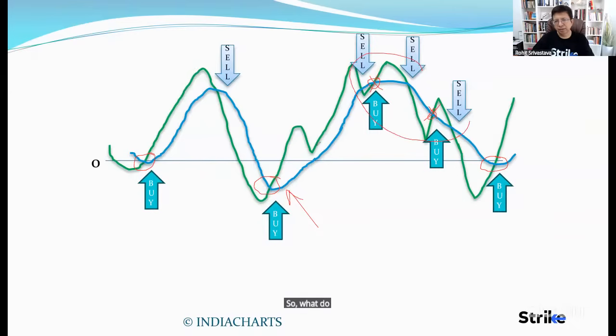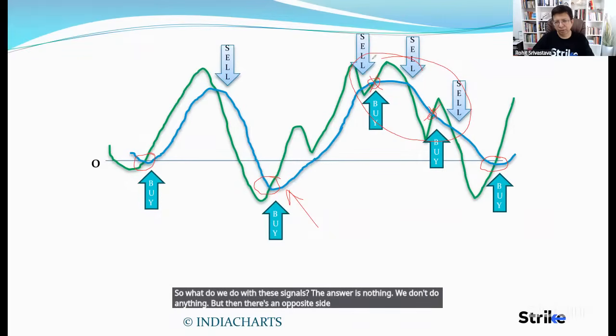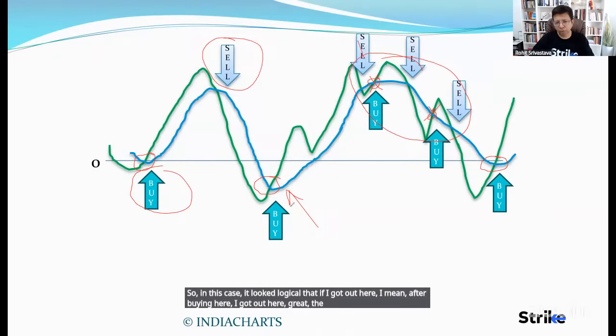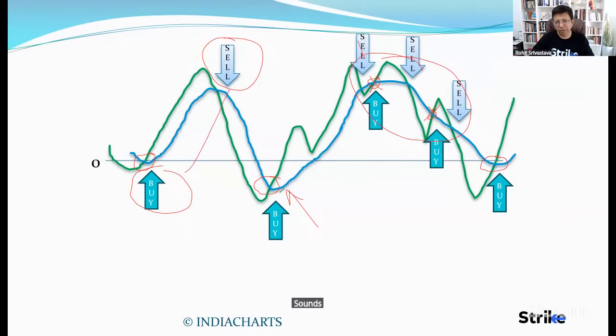So what do we do with these signals? The answer is nothing. We don't do anything. But then there's an opposite side to it. You'll say they also sell signals. Do we get out? In this case, it looked logical that if I bought here and got out here, great. The cycle went down and then I bought again. Sounds simple, very straightforward. But in real life, it doesn't always happen that way.